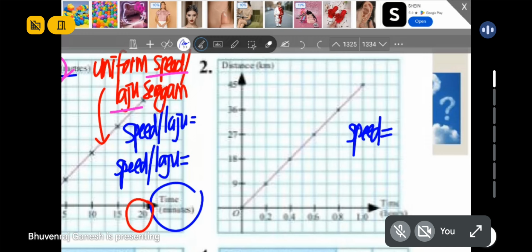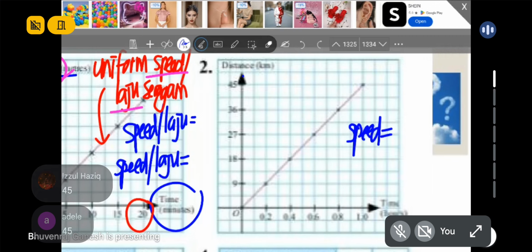Laju. What you guys get? Anyone? What do you guys get for speed? Can you count? Remember, must count gradient, guys. Kamu kena cari kecerunan. Kalau soalan tanya laju. Now is speed. So anyone, do you have answer for the speed? Anyone? Come on. What do you guys get for speed?